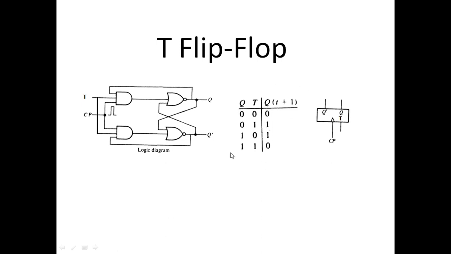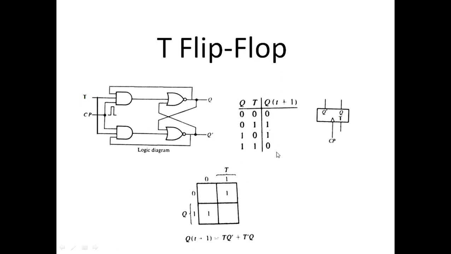So this is the truth table for the T flip-flop, and this is the graphical symbol for the T flip-flop. Here we have the K-map for the function Q(t+1), and Q(t+1) is equal to TQ prime plus T prime Q, with two groups. This is the Boolean equation for the next state of the T flip-flop.